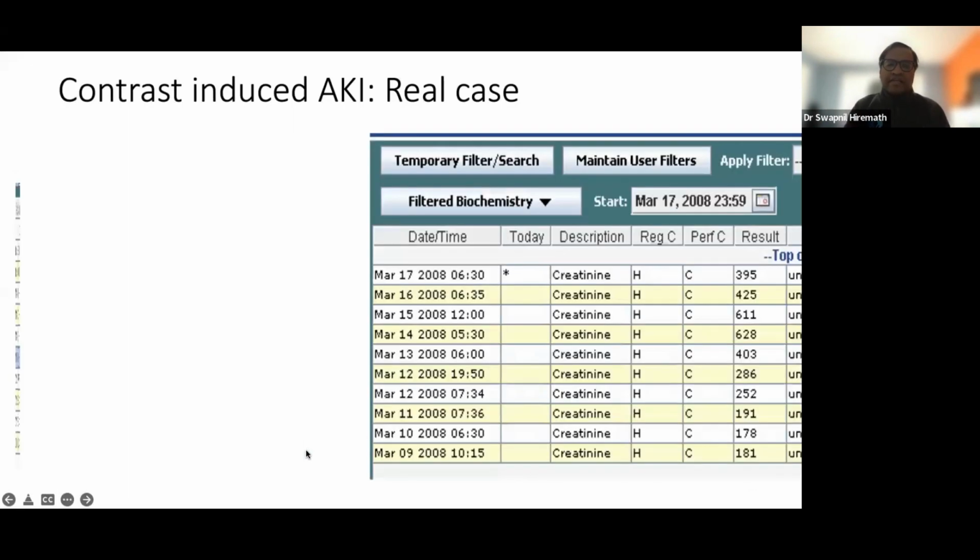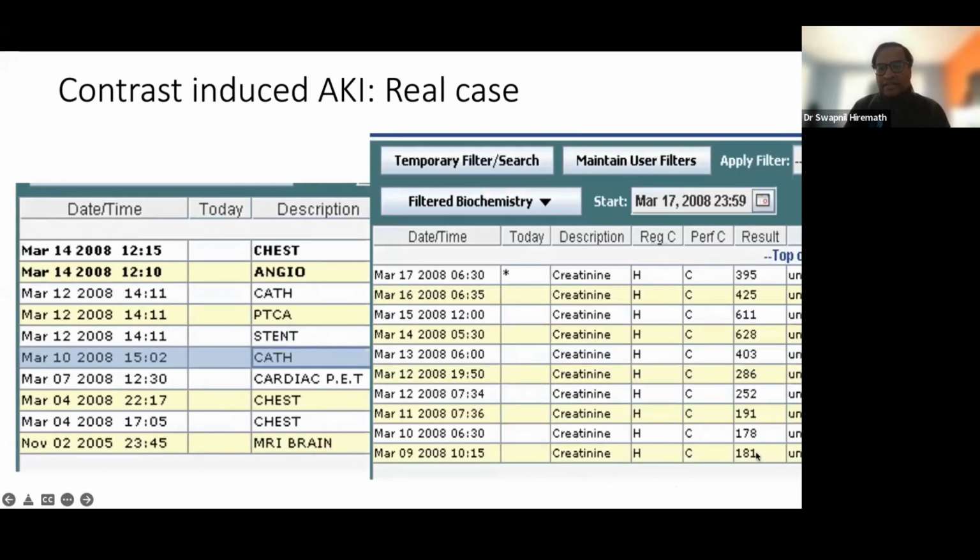And this is another real case. This patient had a creatinine, this is the lower creatinine, that goes from 181 to 250 to 286. Then it stays at about 400, and then it takes another jump to 600. What happened here is something you may often see: on March 10th, the patient had a cardiac angiogram, and 2 days later, while the creatinine was still going up, the patient underwent a stenting procedure, and it went up to 600. So they had 2 hits with contrast, with repeat procedures, and the creatinine went up to 600.